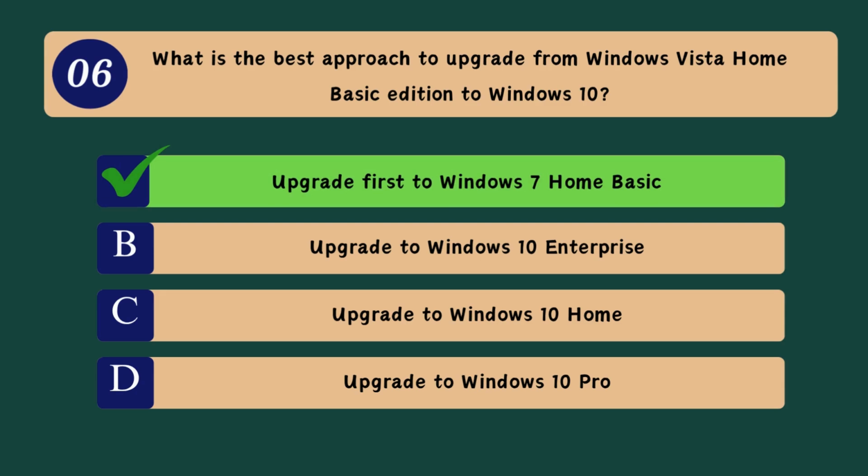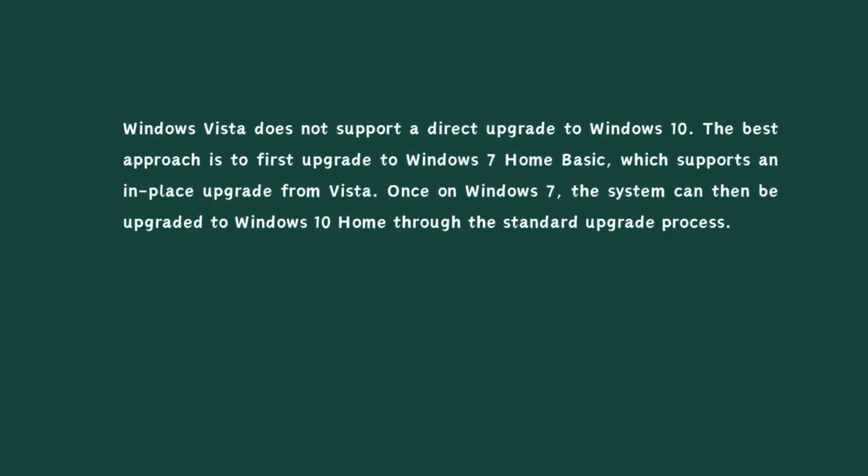Correct answer. A. Upgrade first to Windows 7 Home Basic. Windows Vista does not support a direct upgrade to Windows 10. The best approach is to first upgrade to Windows 7 Home Basic, which supports an in-place upgrade from Vista. Once on Windows 7, the system can then be upgraded to Windows 10 Home through the standard upgrade process.